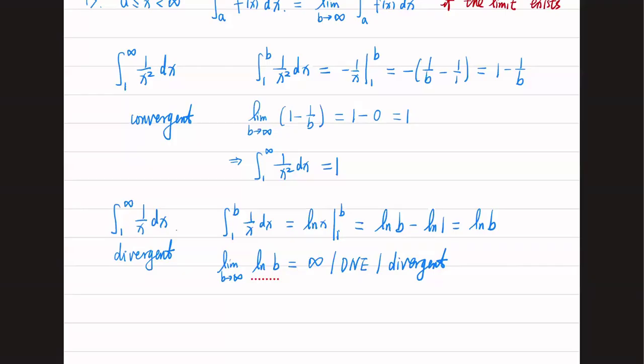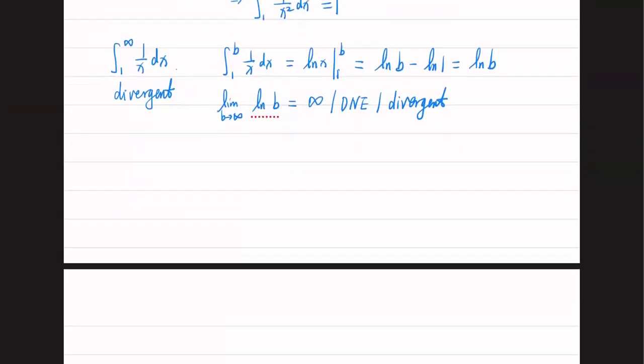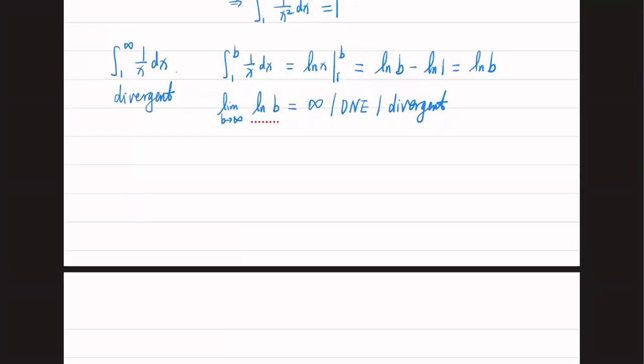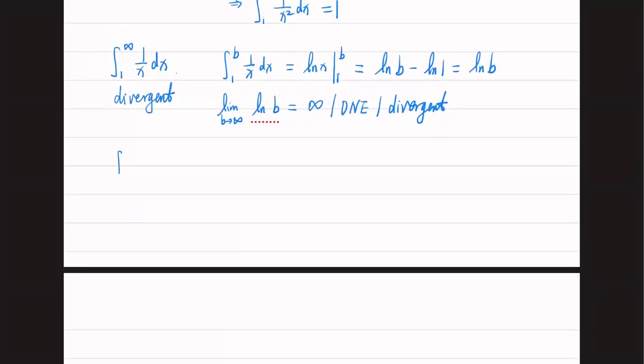Okay, so that's one side of the integral from a to infinity. The other side is similar. We want to define the integral. And that's a tricky one. The integral from 0 to infinity of cosine x dx.